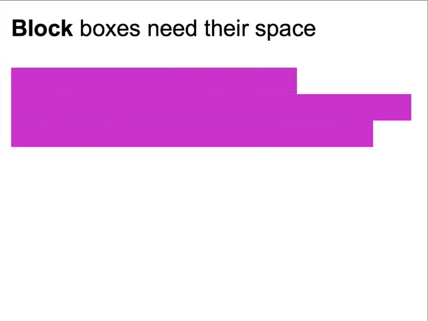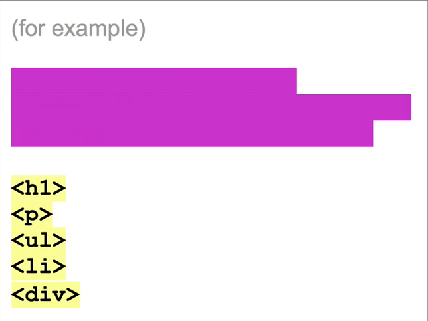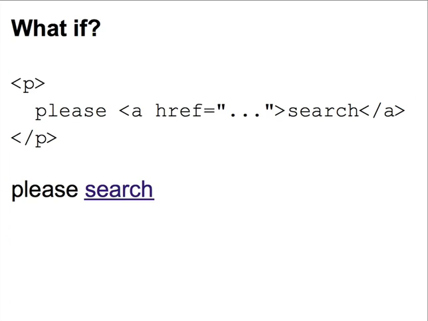Block. Block boxes need their space and take up their own line. Some easy examples here are the H1, the P, the UL, the LI, or the div. The div being the generic block display box, or division. And it just says they want to be on their own line. Elements which come after have to be on their own line, vertically.